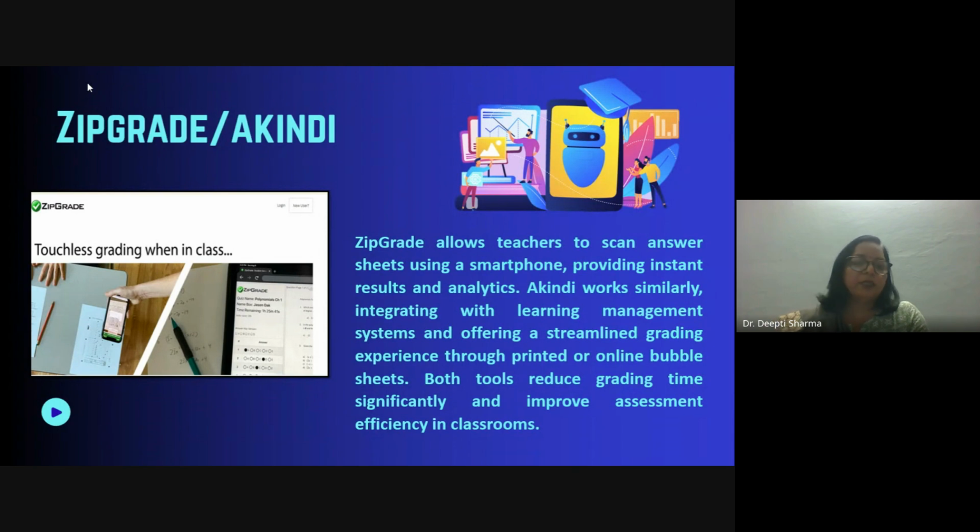Akindi works similarly, integrating with the learning management system, offering a streamlined grading experience through printed or online bubble sheets. Even if we have subjective type question papers or answer sheets, these tools help us scan the answers and get the analysis on the basis of percentage of correctness. For example, if a student has written a subjective type of answer, on the basis of the marking scheme uploaded on the particular platform, it analyzes the answer of the student and gives the percentage of correctness. Okay. So both the tools reduce grading time significantly and improve assessment efficiency in the classrooms.